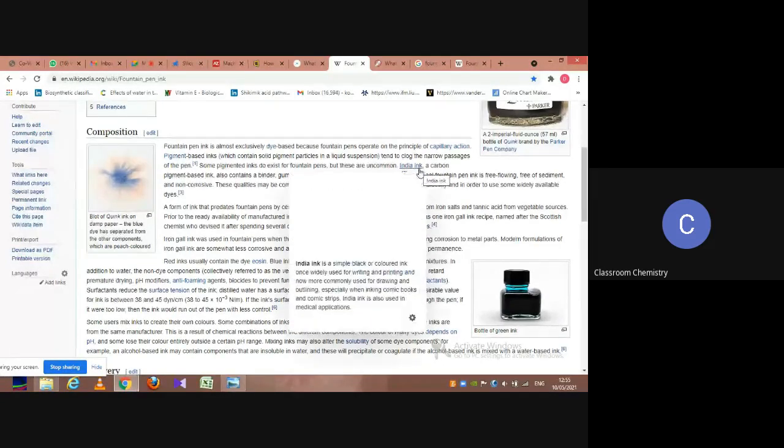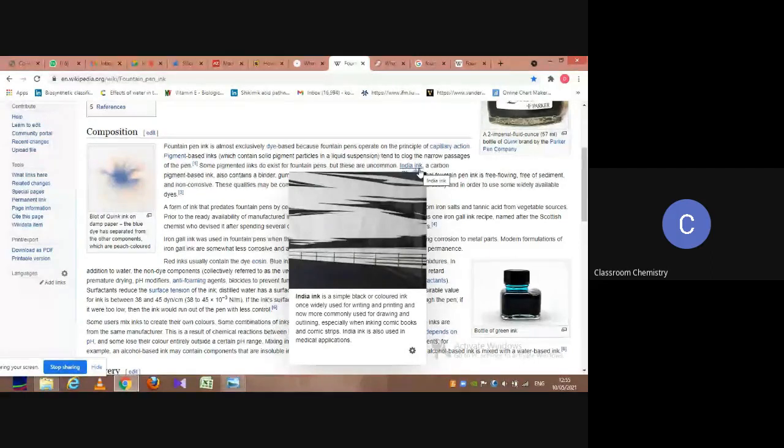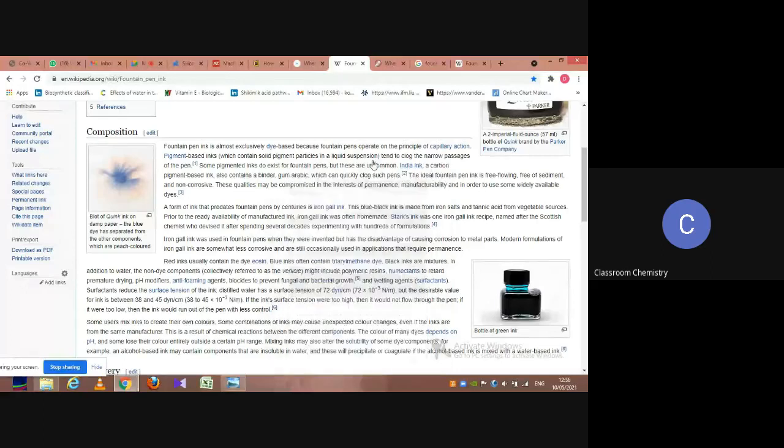Indian ink, जर आपण भारतामध्ये बघितलं असेल तर Indian ink is a simple black or colored ink, once widely used for writing and printing and now more commonly used for drawing and outlining. Okay, so एक कार्बन पिगमेंट बेस्ड इंक आहे, जे आपल्या भारतामध्ये होते इंडियन इंक. It is a pigment based ink. Also contains a binder. So these are the other materials used to get the better quality of the ink. काय binder आहे, gum arabic आहे, which can quickly clog such pens.